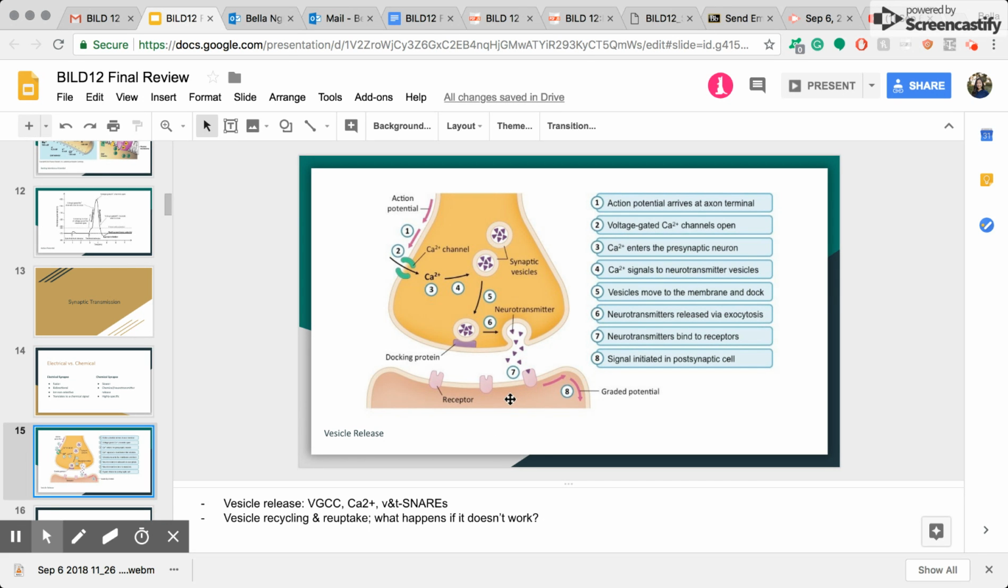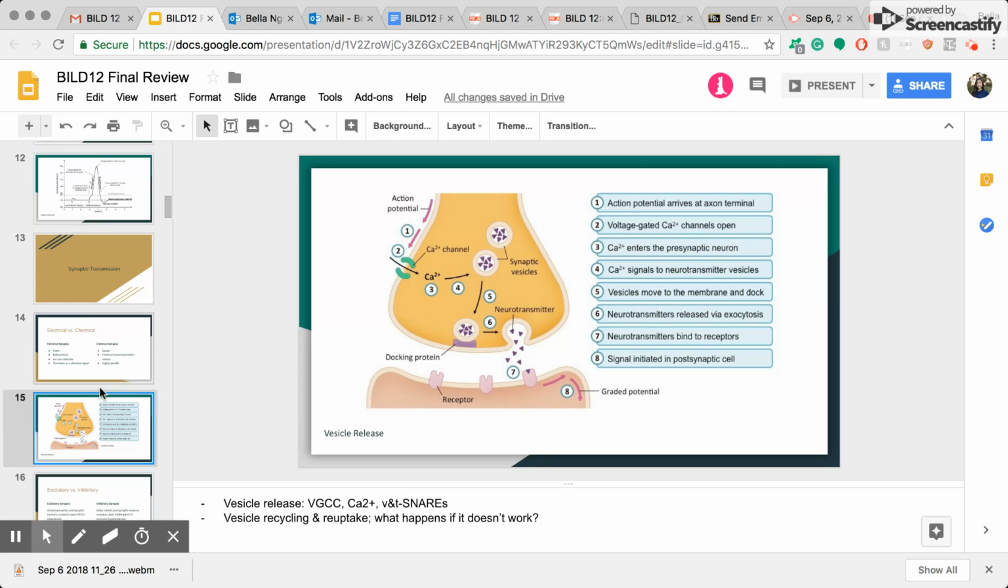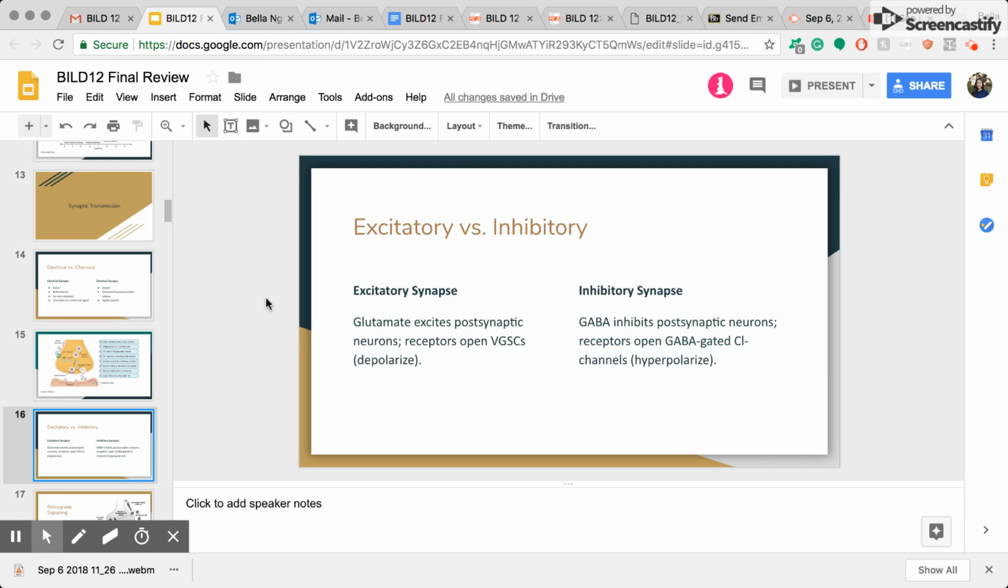Another point that I want to make is vesicle recycling and reuptake. What happens if it doesn't work? Both the neurotransmitters that don't bind and the vesicles themselves are recycled. You don't really need to know the full process of that, other than knowing that they're recycled. In the case that they're not recycled, you're going to run out. That's pretty straightforward. So let's go ahead and move on to the next lecture slide.